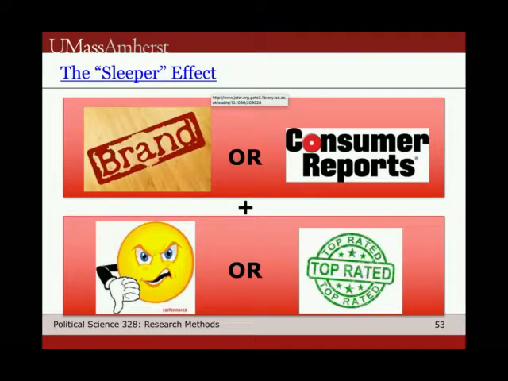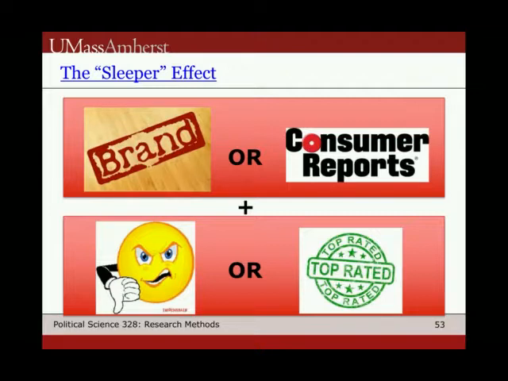The sleeper effect presents another type of threat to external validity. The sleeper effect, which has been found in a series of experimental studies, can be described something like this. Imagine an experiment where a consumer gets a piece of information about a product. They can be told that the product is either good or bad.